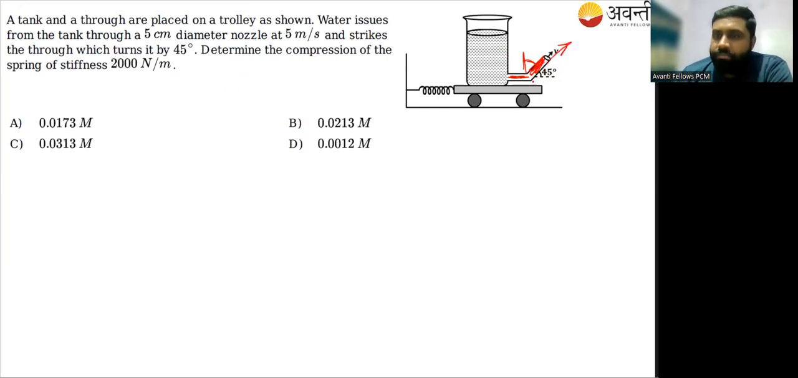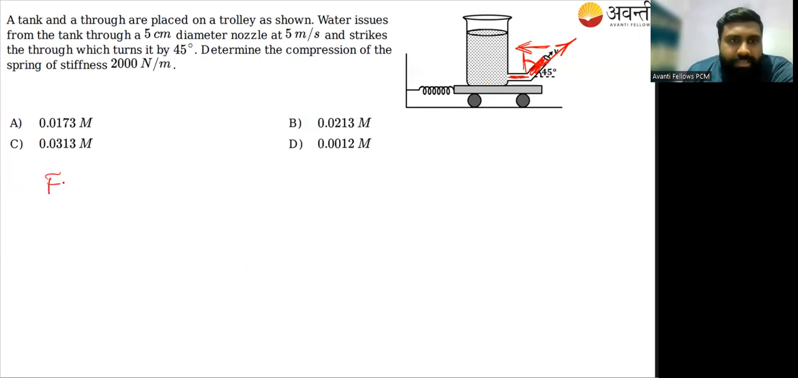because when the water will come out, it will exert the force on the spring, because every action has an equal and opposite reaction. So when water will come out, it will exert the force in the opposite direction. So it will compress the spring. That force we need to calculate. Now, if we calculate that, what is the force by which this water is coming out?